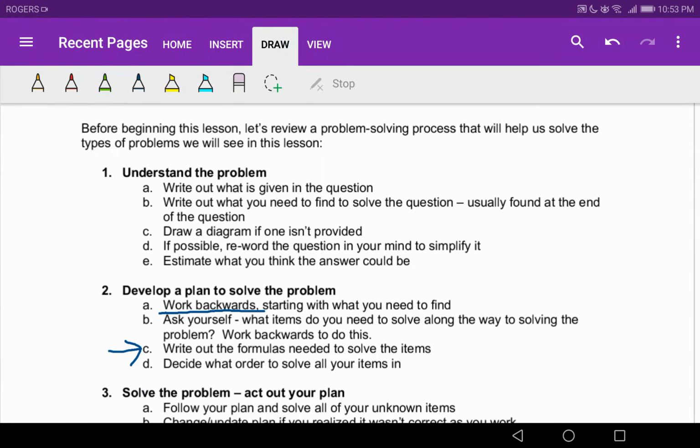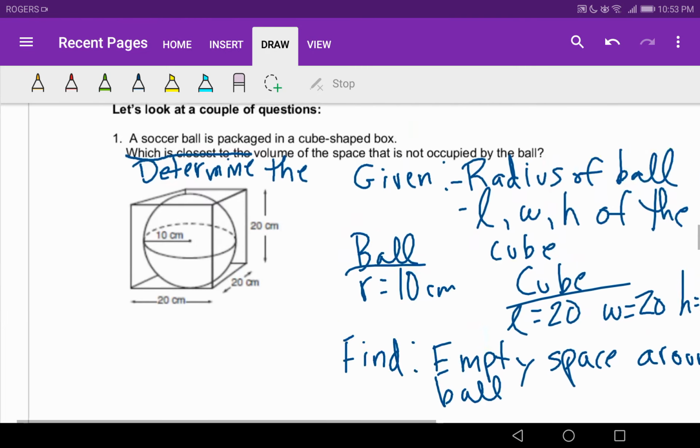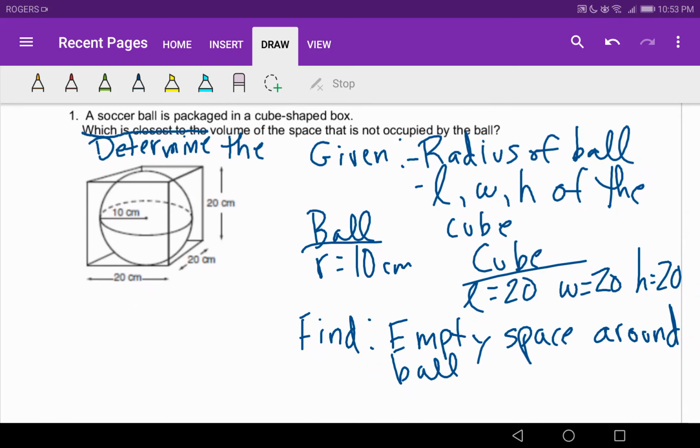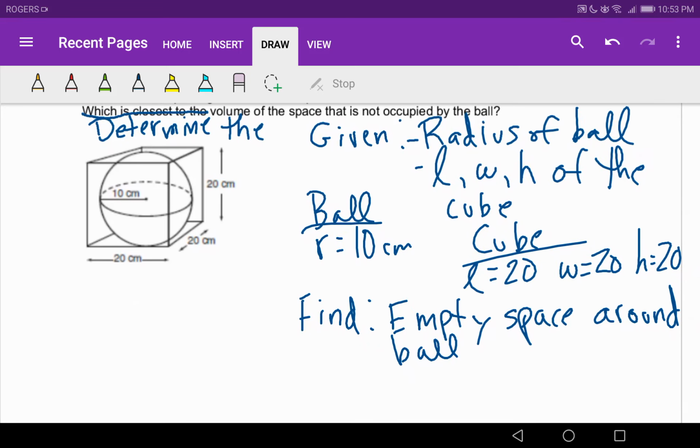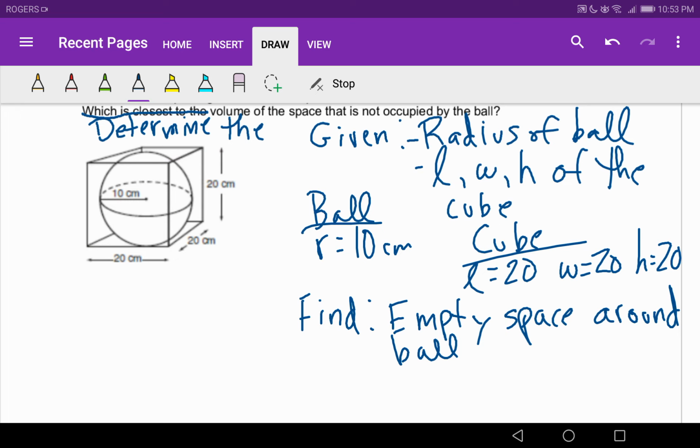Reword the question in your mind to simplify it, or estimate what you think the answer could be. All right, well, I don't think we need to reword it. We've already kind of done that. We need to find the empty space around the ball in the cube. Okay, let's come up with an estimate. All right, let's just ballpark it. Don't worry if you're not even close, but let's just think about this. We've got a ball that's 10 centimeters radius, and then a cube that's 20 by 20 by 20.